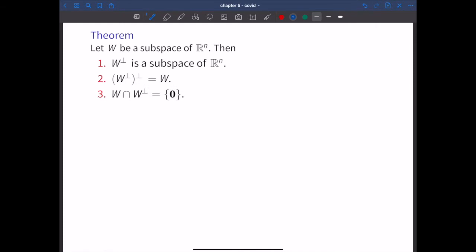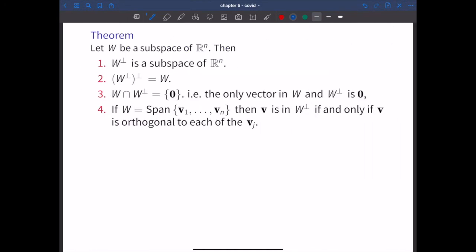The third thing we can say is that the intersection of W and W perp is just the zero vector. Or in other words, the only vector that lives in both W and W perp is the zero vector. And finally, the last thing we can say is a real lifesaver here. So let me explain what this is saying.